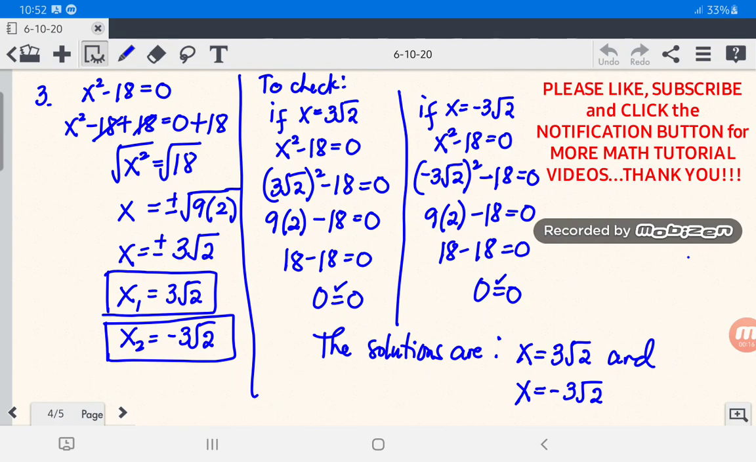For more examples and exercises of solving quadratic equations by extracting square roots, you can move to my next video, solving quadratic equations by extracting square roots, part 3.